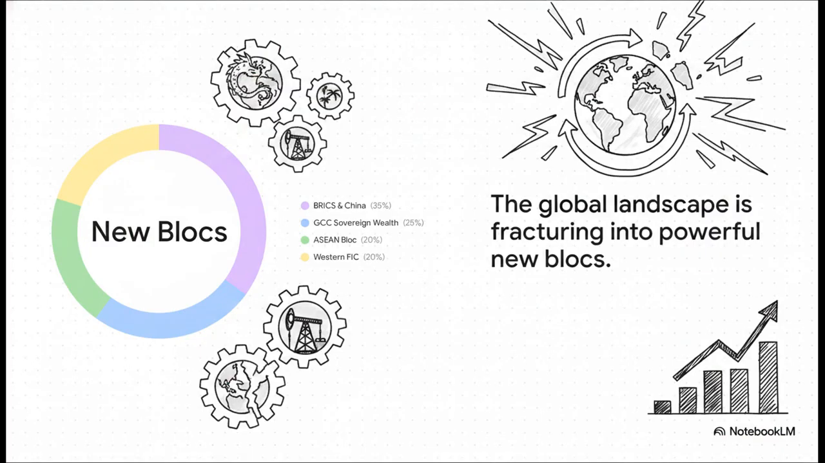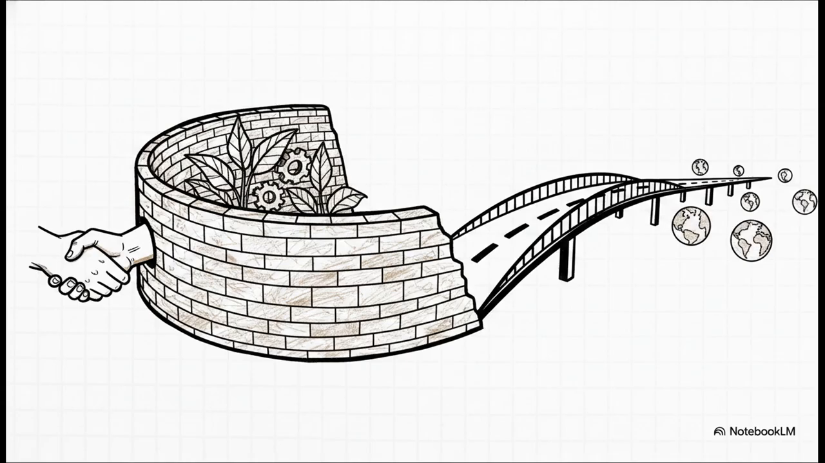The global landscape is literally fracturing right in front of us into powerful new blocks. We're seeing Middle Eastern sovereign wealth funds in the GCC, massive coalitions in Asia, and of course the BRICS nations, led by China, all pushing back hard against unilateral Western financial control. Transnational capital is looking at this and recognizing that the future of consumer growth and wealth generation lies in these emerging regions. A huge player in this shift is China.